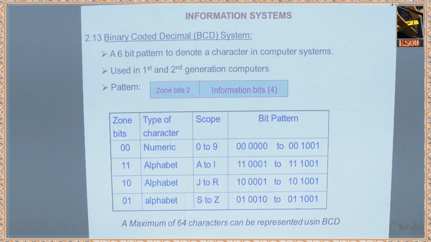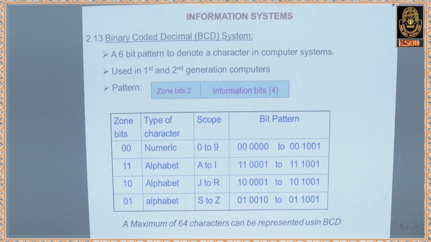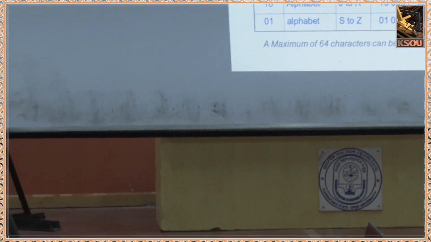A maximum of 64, can you see? A maximum of 64 characters can be represented using BCD. Only that much you learn. Later I'll teach you how to convert decimal to binary, binary to decimal. Now you are looking at the table and finding it difficult, right? How to convert 0, 1 to binary and all. Suppose I give you the number 64, how will you convert it to binary? So I'll teach you an easy method. You will do it. But let us write down first. These are very important.